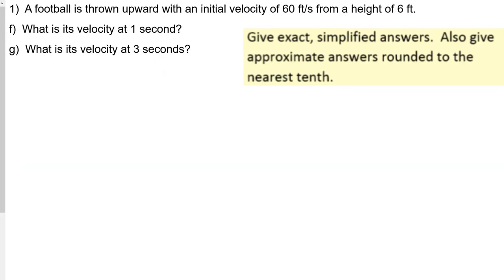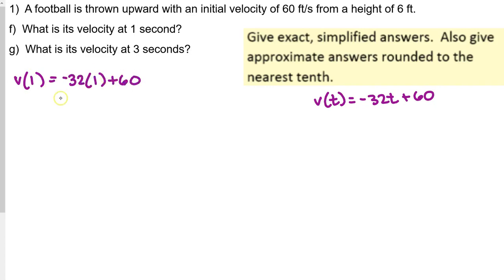The next 2 questions ask about velocity. So remember we had the other equation, velocity equals, what was it? Negative 32t plus 60, right? So at 1 second, velocity of 1 would be negative 32 times 1 plus 60, and that would be 28. 28 what? 28 feet per second. Does it make sense that that is positive? Remember we said positive would be the upward direction, and at 1 second, is it on its way up? Yeah, remember it reaches the peak at 1 7/8 seconds, so at 1 second it's still on its way up.